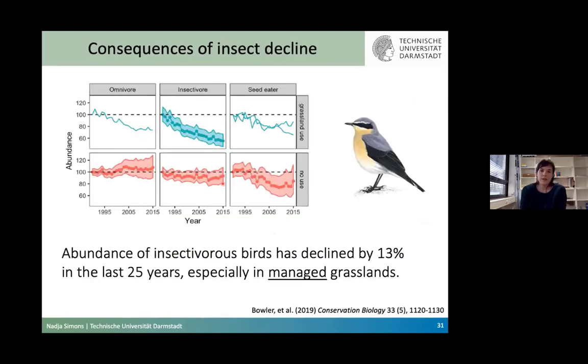The consequences of insect decline for other trophic levels have in fact already been visible. Diana Bowler and her colleagues, for example, showed that the abundance of insectivorous birds in Europe has declined strongly in the last 25 years, while the population sizes of other bird species that are more omnivorous or feed on seeds have remained stable in the same time frame. So we're already seeing the consequences of insect decline in our grasslands.